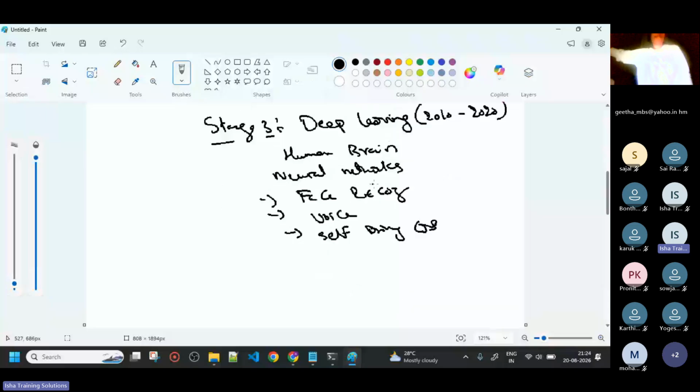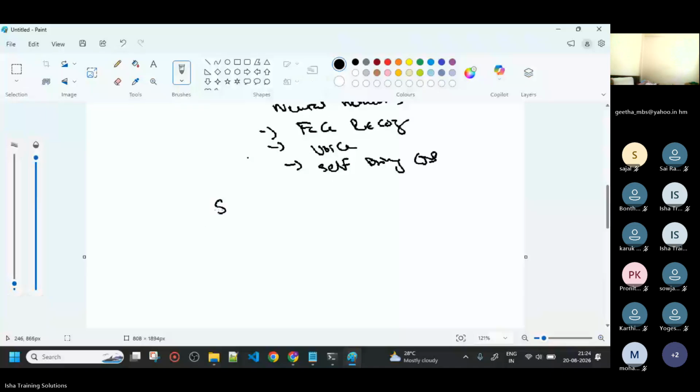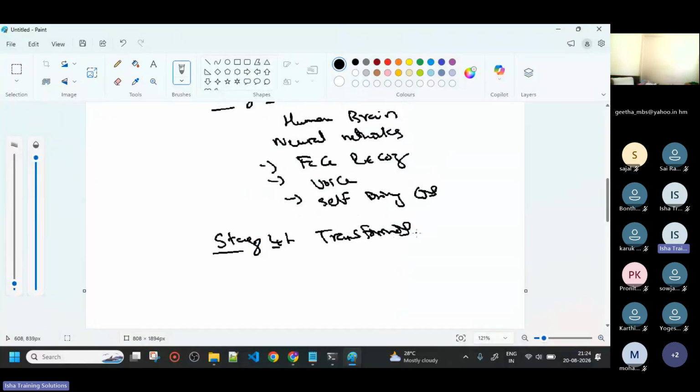But the technology has not stopped there, and it has again moved to stage 4, which is transformers. I can say transformers is one of the main things that has changed everything. Without transformers, there won't be any LLMs. After the invention of transformers, the main thing in transformers is the attention mechanism.